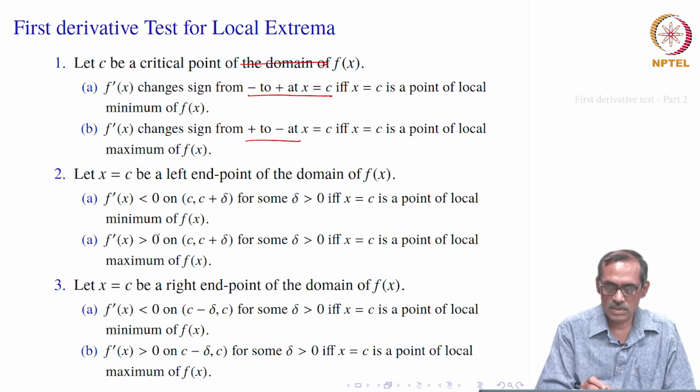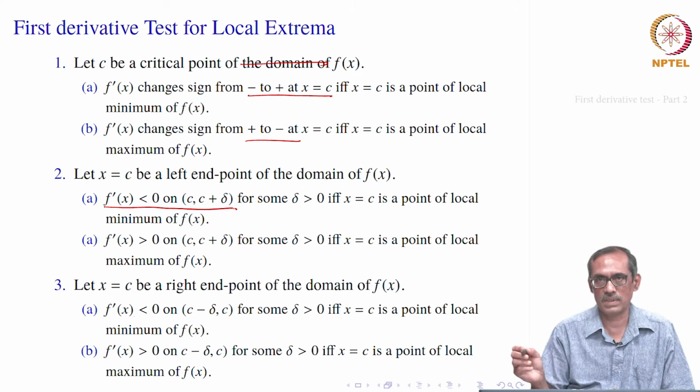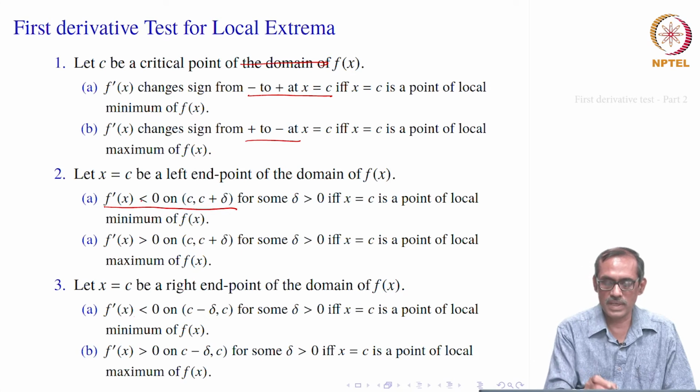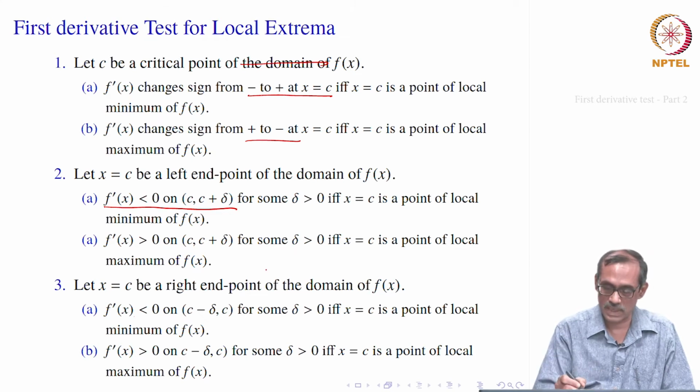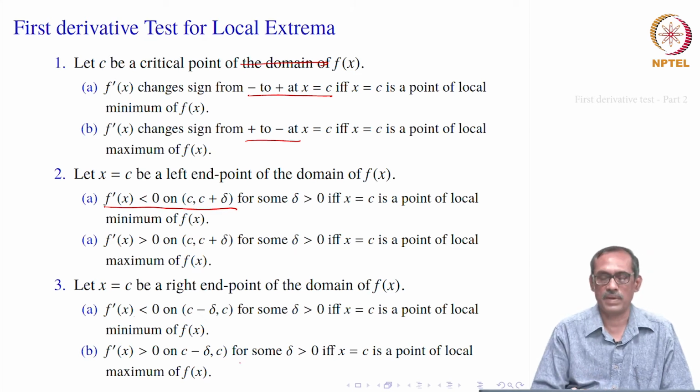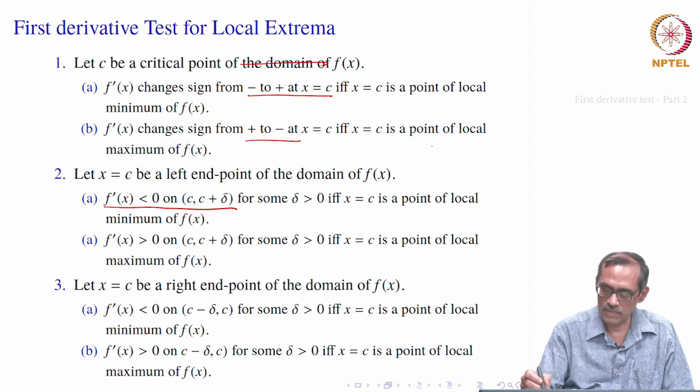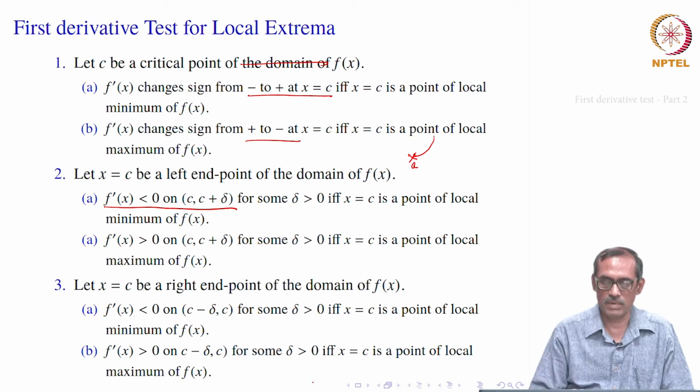Now, at the end points, say x equal to c is a left end point of the domain of f(x). If f prime x is less than 0 on c to c plus delta, that is the only relevant neighborhood; c minus delta to c is not relevant here. So if it is less than 0, f will be decreasing, then there is a point of local minimum of f(x) at x equal to c. See, if f prime x is less than 0, f is decreasing at the end. So this is our a. It is decreasing, so going to the right it will be going like this. So this should be a local minimum.